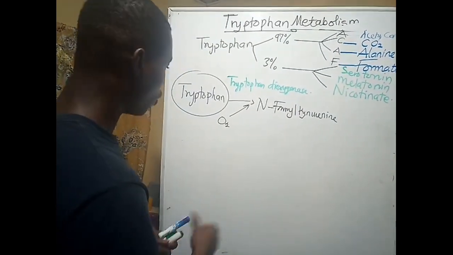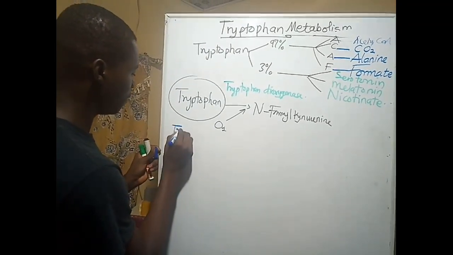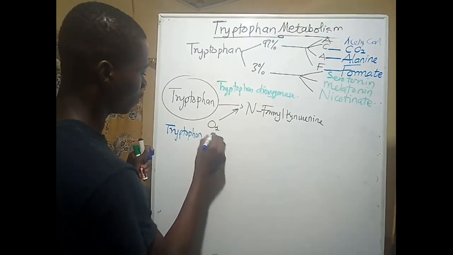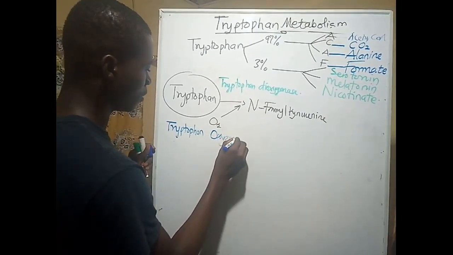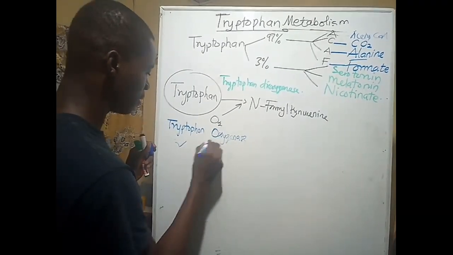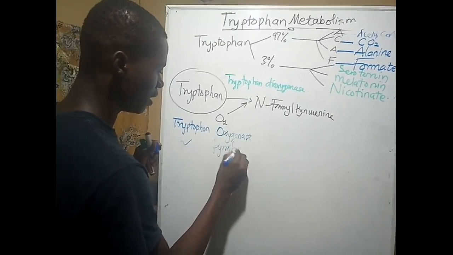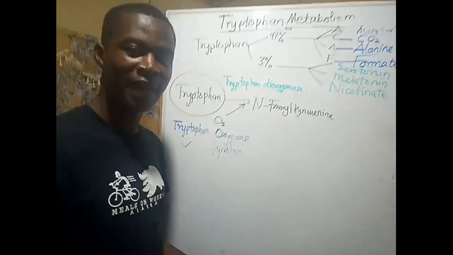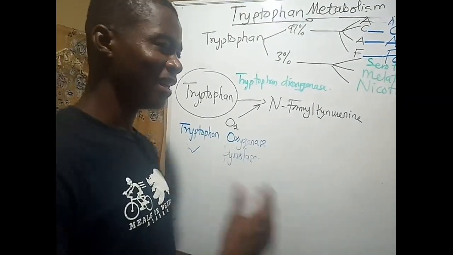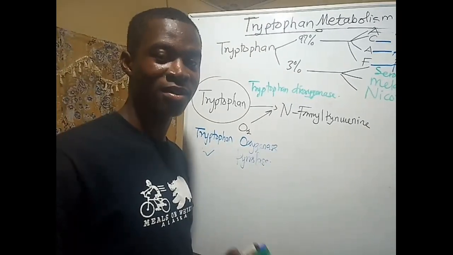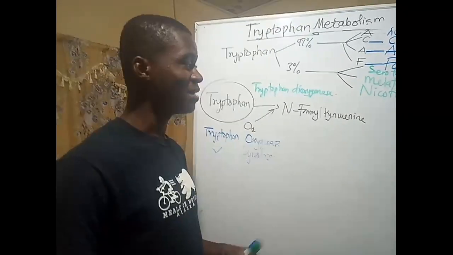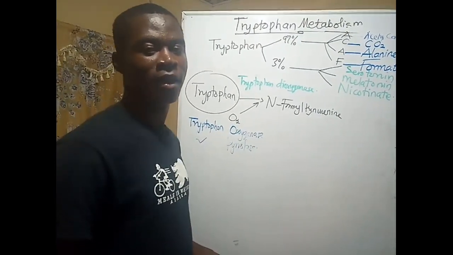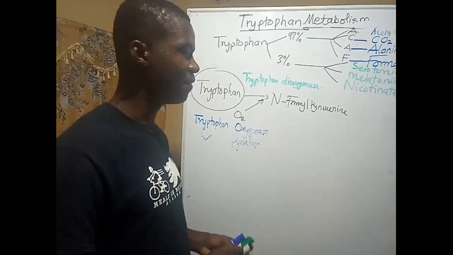Now, it can also be called tryptophan oxygenase or tryptophan pyrrolase because it leads to a breakdown of the pyrrole structure of tryptophan. Now, this enzyme is found in the liver and then other tissues of the body. And there is also another enzyme, indoleamine dioxygenase. But then the difference is that tryptophan dioxygenase has a more specific substrate. The substrate for indoleamine dioxygenase is not specific.